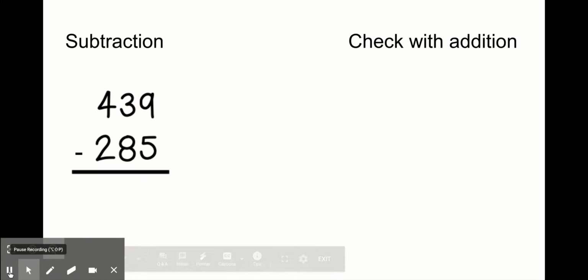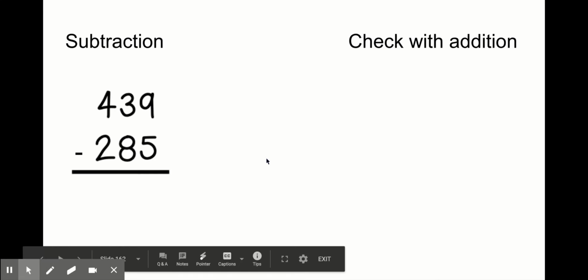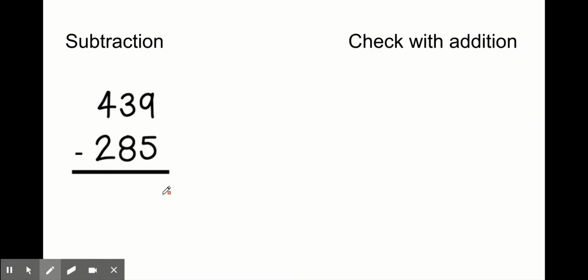Let's do one more problem together. 439 minus 285. Do I need to regroup? Not right away. 9 minus 5 is 4. Can I take 8 away from 3? I can't. So I'll need to borrow from the hundreds. 1 less 100 is 3. I'm moving the 10 over, so I have 13 tens. 13 tens minus 8 tens is 5 tens. And 3 hundreds minus 2 hundreds is 1 hundred.